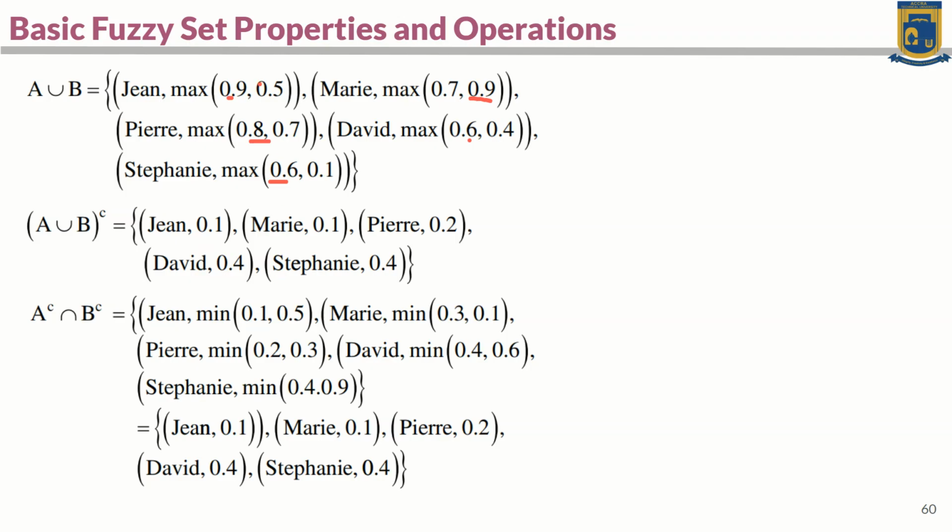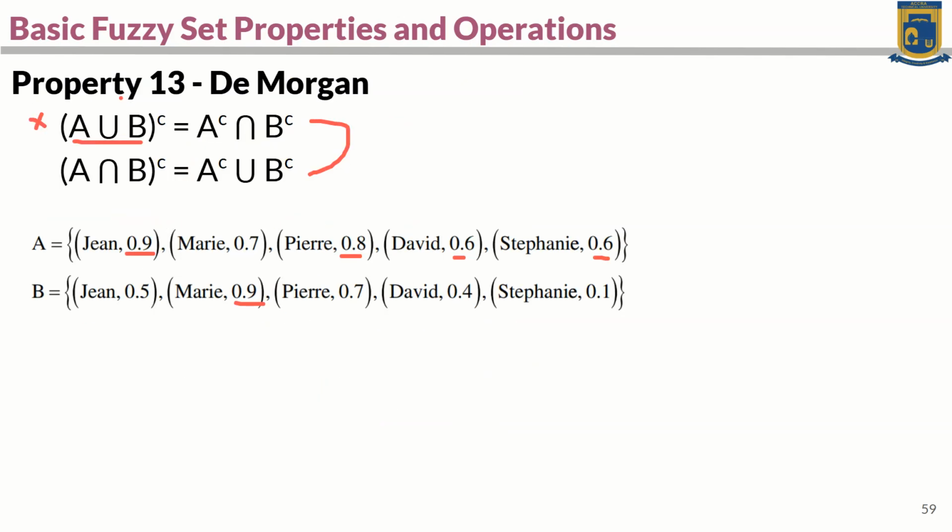So we find a complement. Since you are returning 0.9, you find a complement, get 0.1. Since you are returning 0.9 again, here has to be 0.1 for the complement. Here you are returning 0.8, so here is 0.2 for the complement. Here you are returning 0.6, 0.4. Here you are returning 0.6, so 0.4 for the complement. So that is that for this side.